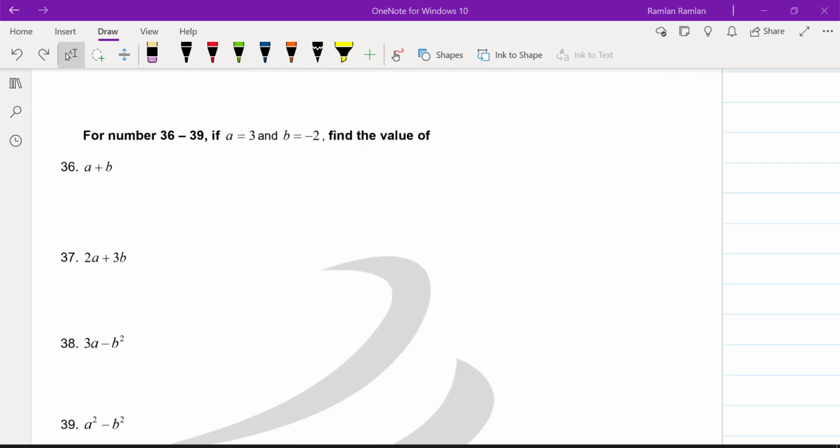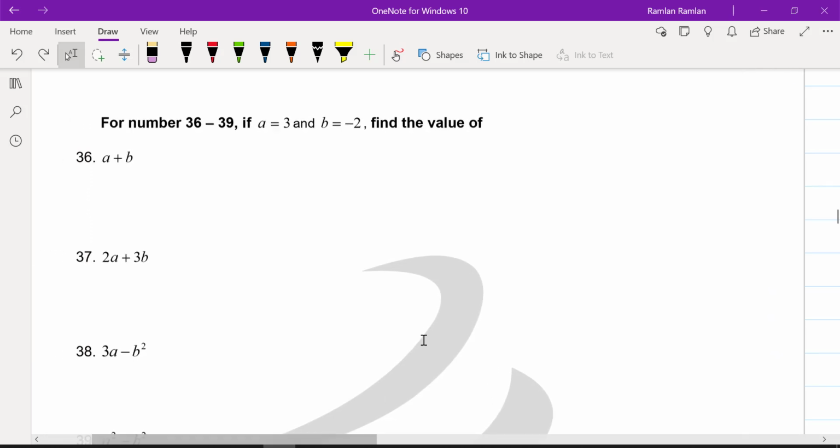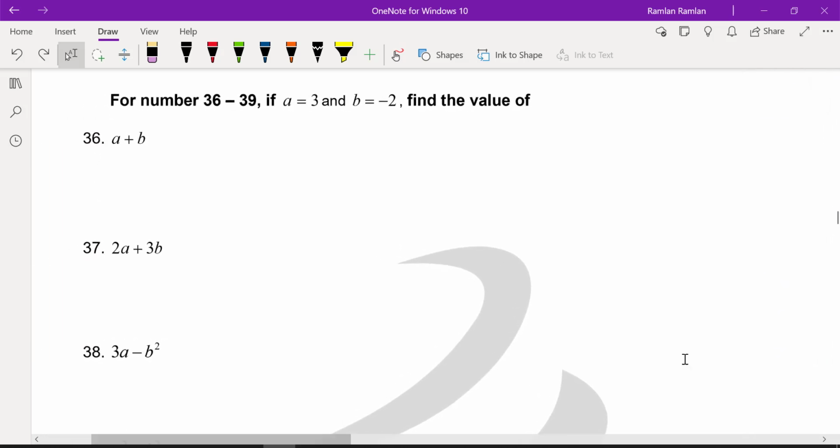Okay, next question, number 36 till 39. Maybe I'm gonna need to zoom this out a little bit, guys. This is too small. Okay, for number 36 until 39, if a equals 3 and b equals negative 2, find the value of a plus b, 2a plus 3b. So basically for this one, you are going to substitute, or we call it plug in. Yeah, we plug that in.